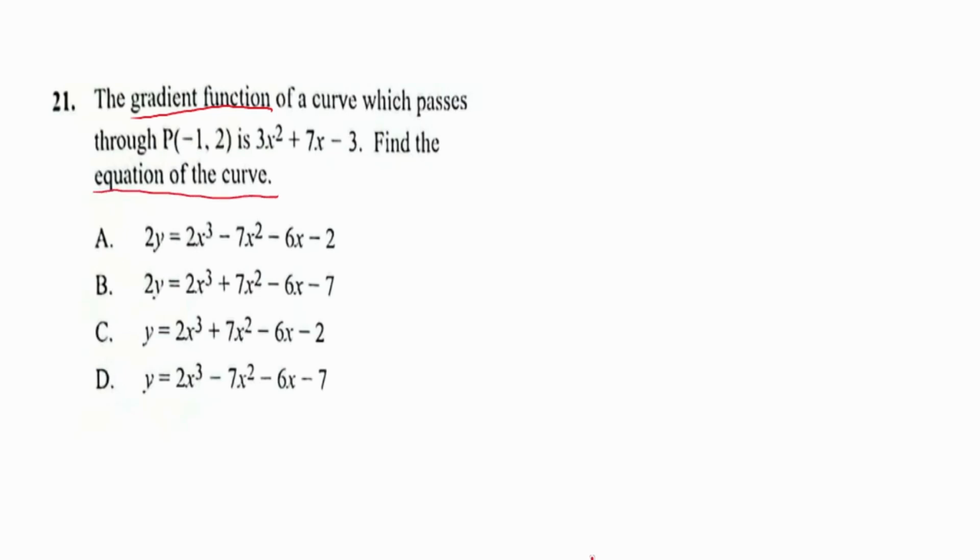So the question says that the gradient function of the curve is this one. That means dy/dx equals 3x squared plus 7x minus 3. That is what it means. The gradient function is the derivative of the original function or the original equation. If this is dy/dx, then if we integrate this, it gives us the curve back. So that is what we are going to do.